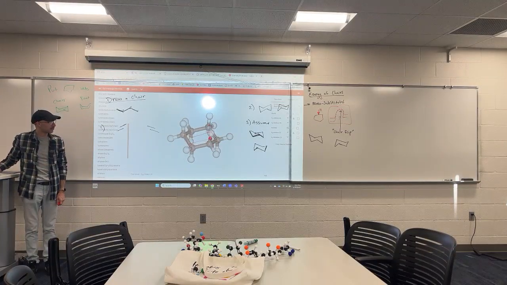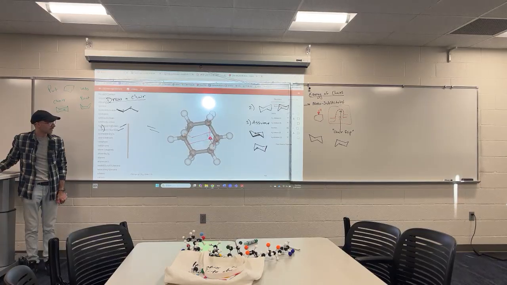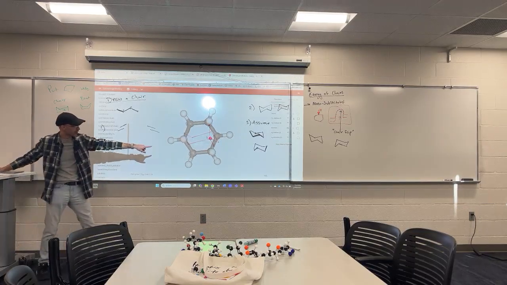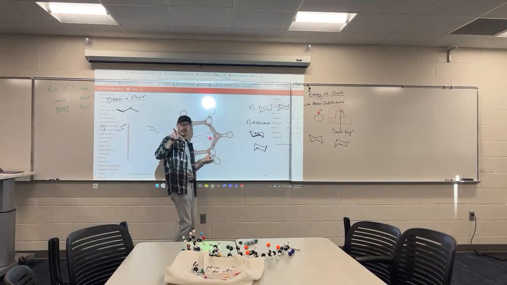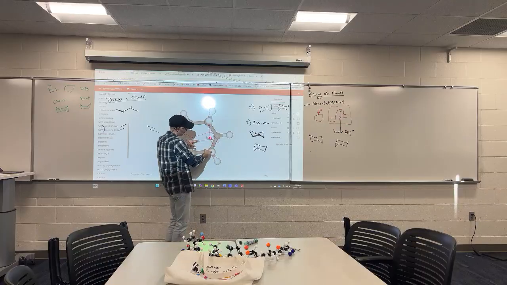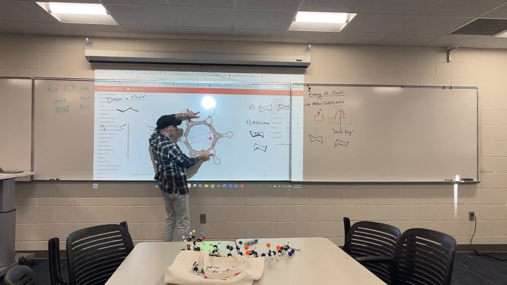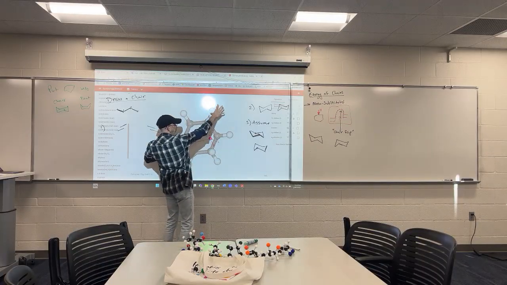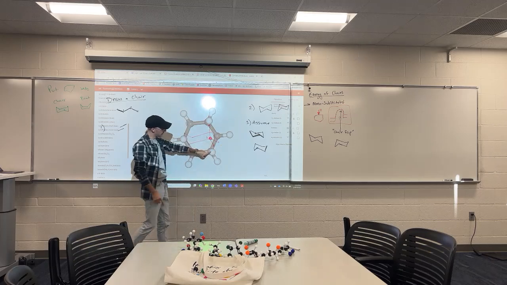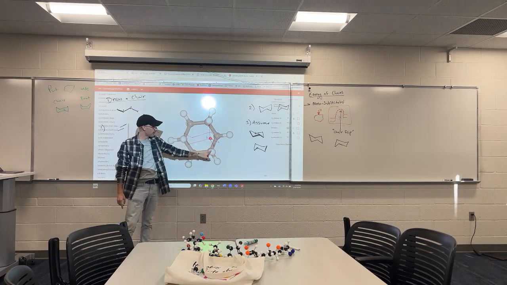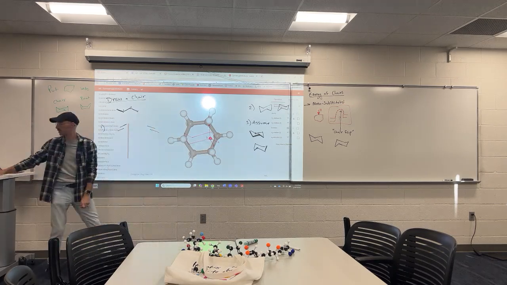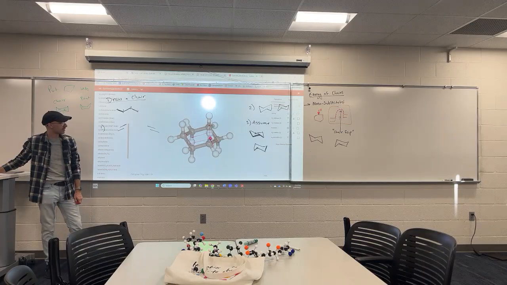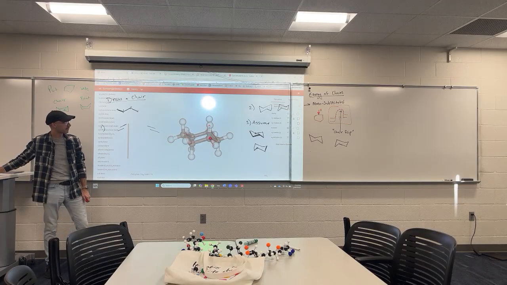Now, if that's really a wedge, and we're looking at the top-down structure, wedge means it's coming towards you. And this is the carbon we want the OH to be on. Granted, it's just rotated around a little bit. That means it's coming towards you. So keep your eye on this dot. What position does it end up taking? The top.